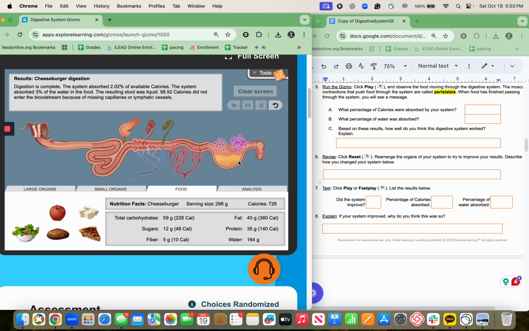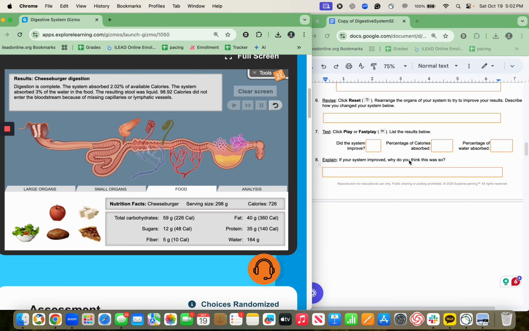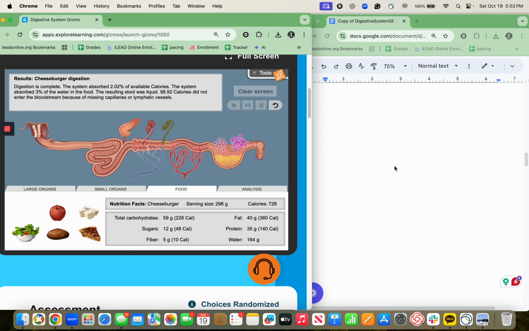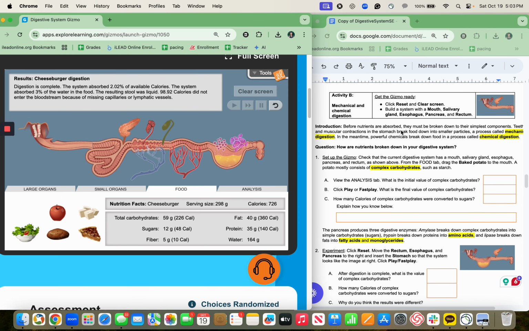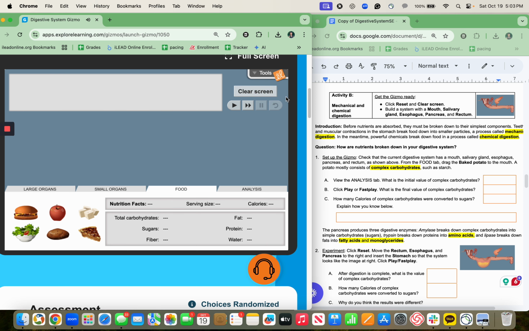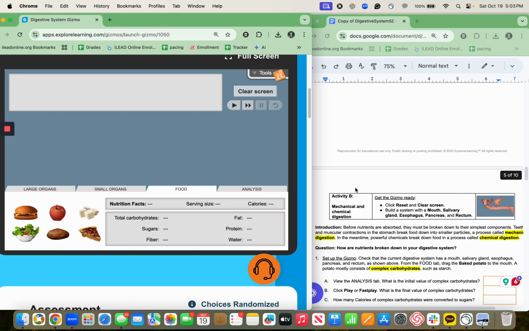So we're going to rearrange the organs to try and do a little better, and then you're going to add your results. And you can look and see what you could have done better. All right, now we're going to go to part B. We're going to click reset and clear the screen. And then you're going to build a system with mouth, salivary glands, and esophagus. Okay, I'm going to stop here because it's starting to give you answers, which I think you're not supposed to have yet. But I think you know how to do this gizmo now.